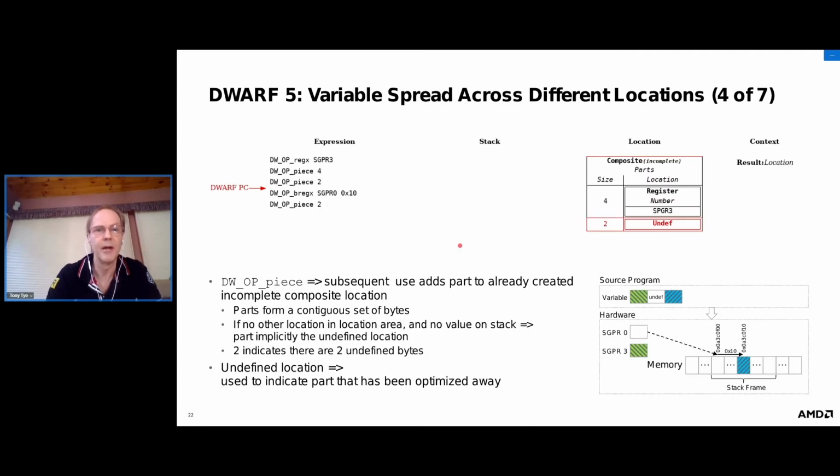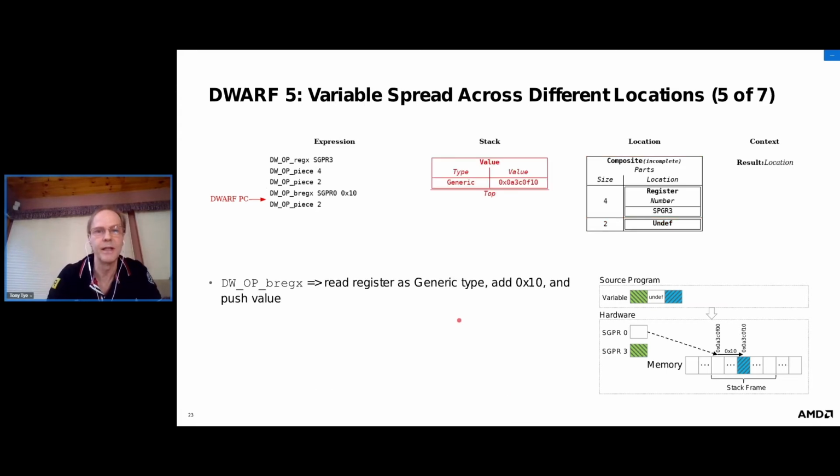Next thing we're going to do is add another part. In this case, I have nothing on the location or the stack. So what DWARF says is that's equivalent to adding an undefined part. And again, we're going to say how many bytes it is. So we've now got two parts of undefinedness. Then the last thing we're going to do here to complete our variable is we have figured out that it's a memory address, so we're going to get our stack pointer here to read it. We're going to dereference that and add the 10 to it, and breg is an operation that basically reads a register, adds a value to it, and pushes a value on the stack.